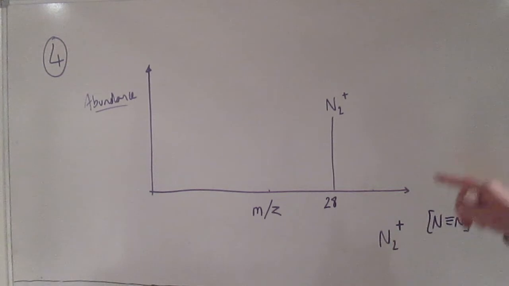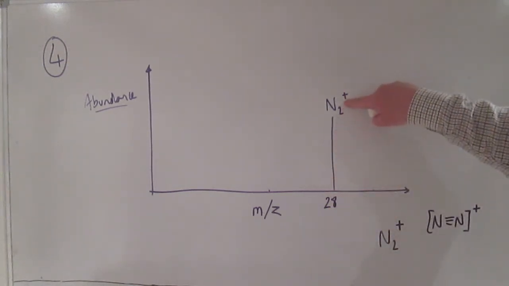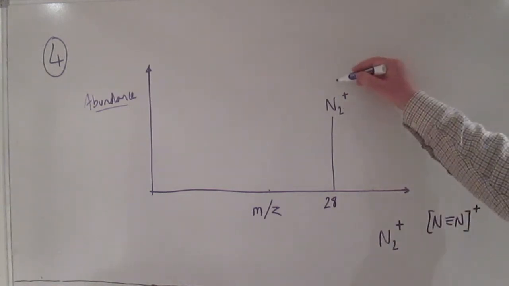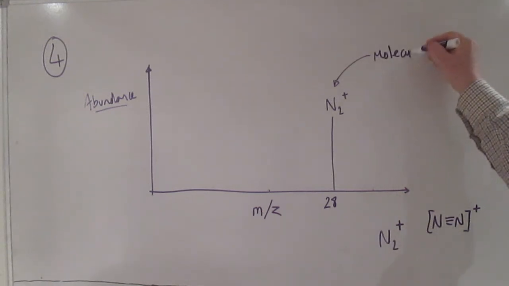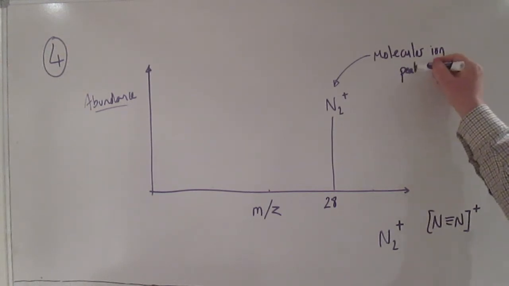Okay, so you can see 28 is the MR of N2, so you get a peak at 28, but what you're actually detecting is not N2 molecules, but N2+ ions. And the term we use for those are molecular ions. Okay, so this is called the molecular ion peak.